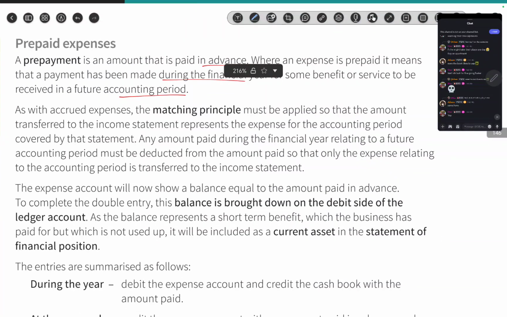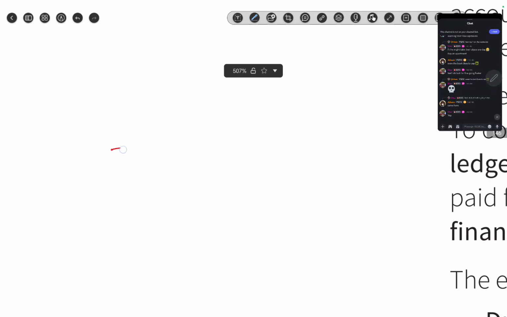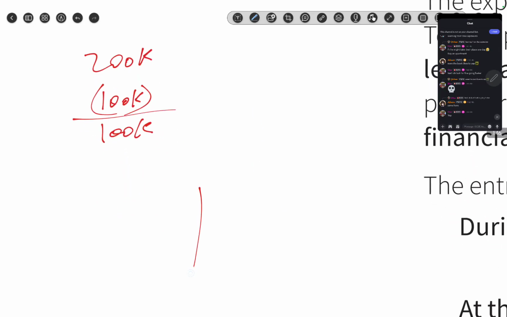This basically means that during my year, I paid 200,000 for rent, but my yearly rent is only 100,000. I paid the rent for next year as well. So I'll subtract this 100,000 and now I have 100,000 over here. How will I subtract this? You're going to do it like this.